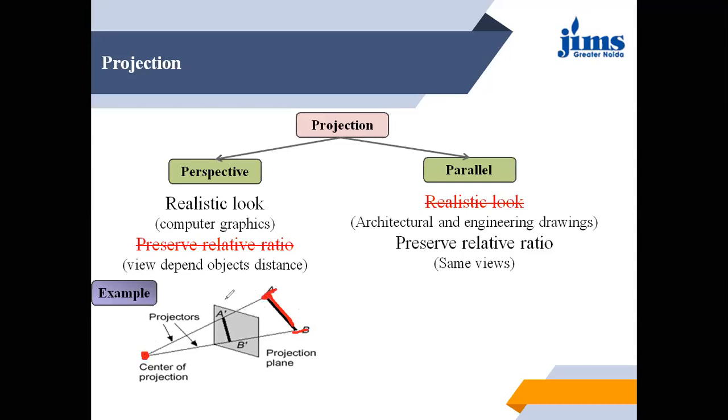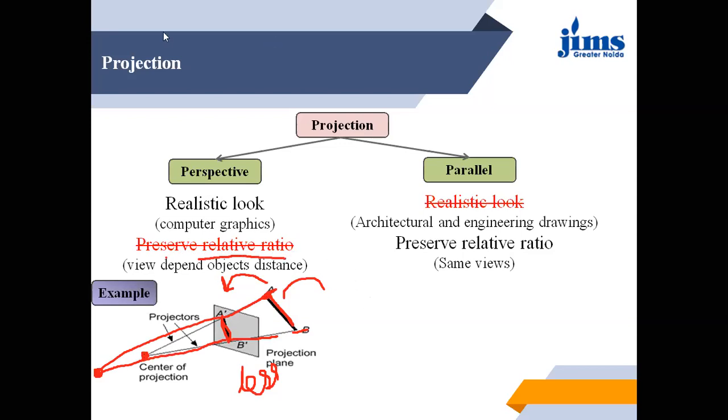As I told you, the image can be either on the back side or on the front side. So here we are seeing an image of object AB, that is A dash B dash, on the front side. The size of the image, A dash B dash, is less than the size of the object. So you can see that the size of the object and image are not constant. If I want to see the image from here, then you can see that the image size will also change. So in this case, the relative ratio of object and image is not preserved.